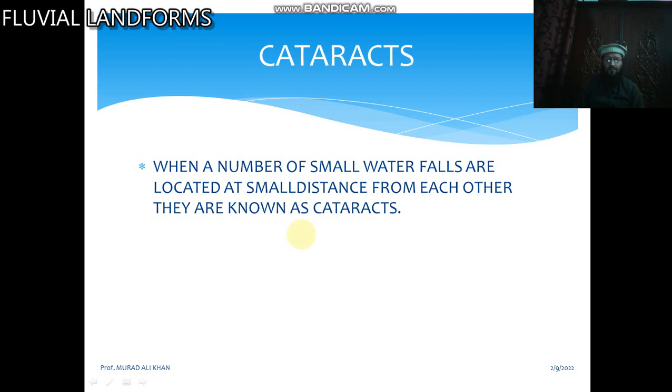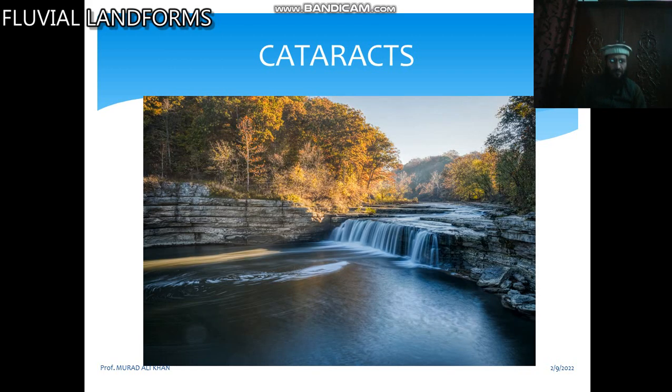Now cataracts. When a number of small waterfalls are located a small distance from each other, they are known as cataracts. The size of the waterfalls is a bit smaller as compared to the huge waterfalls, and the distance between two waterfalls is at the most 150 meters. Therefore, they are known as cataracts.